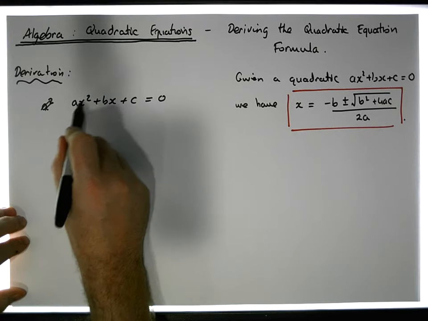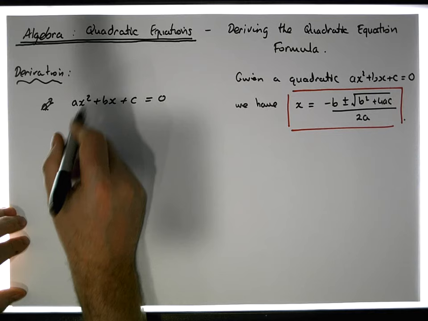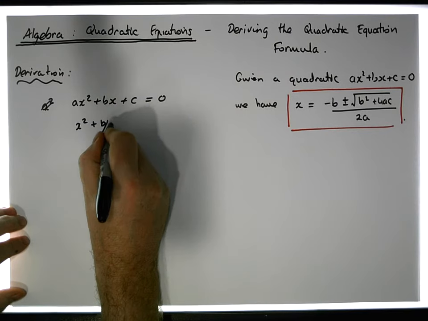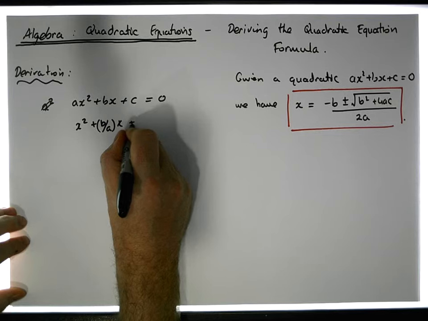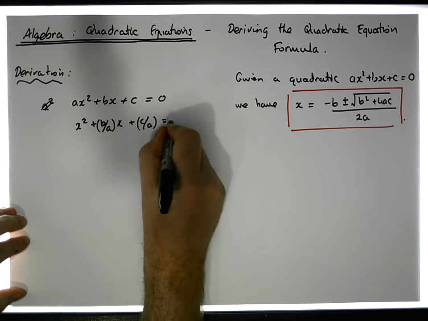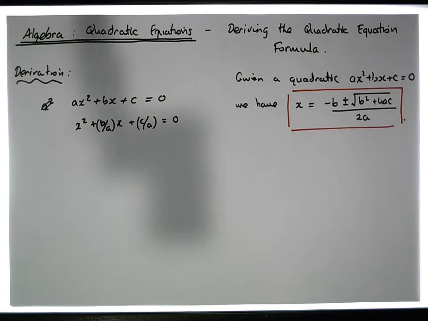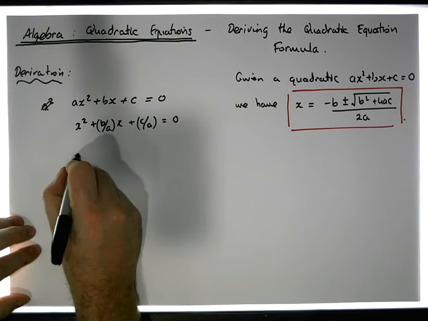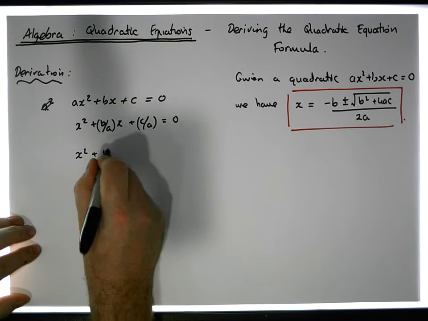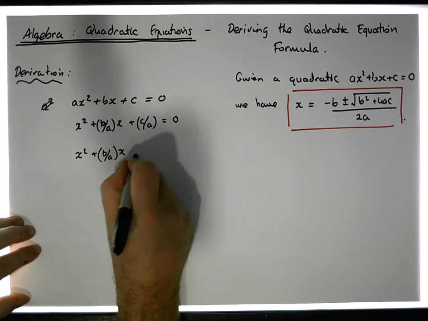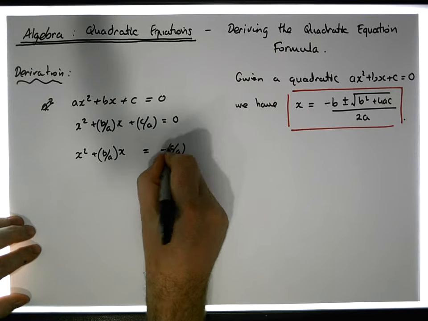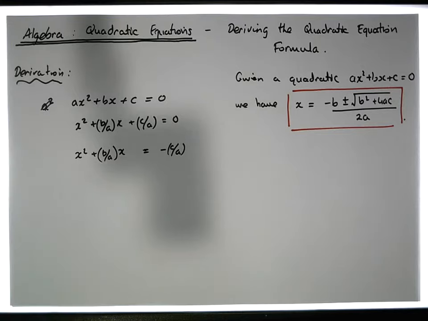So if ax squared plus bx plus c is equal to 0, then x squared plus b over a times x plus c over a must also be equal to 0. Bringing the constant term over to the right hand side, this gives us x squared plus b over a of x must be equal to minus c over a. Now this is where we want to do our factorization.